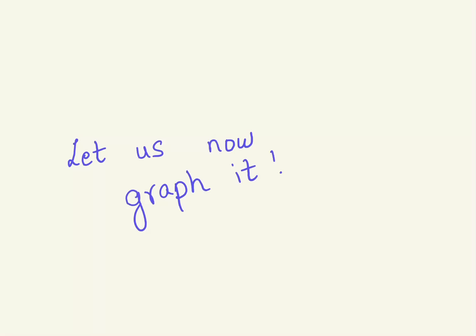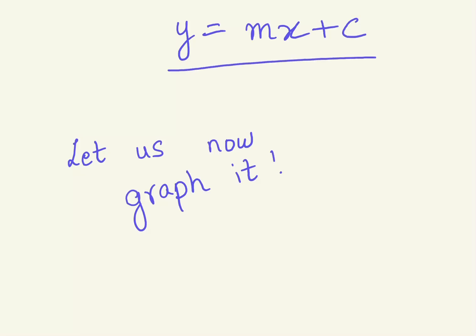Remember again, I'm going to go into flashback. y is equal to mx plus c, the equation of a straight line. y is the variable that you take on the y-axis. x is the variable that you take on the x-axis. m gives you the slope and c gives you the y-intercept.